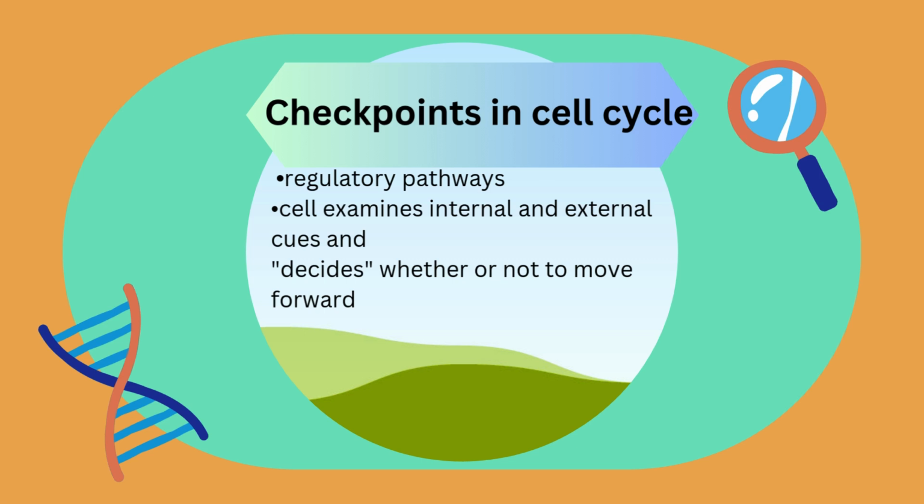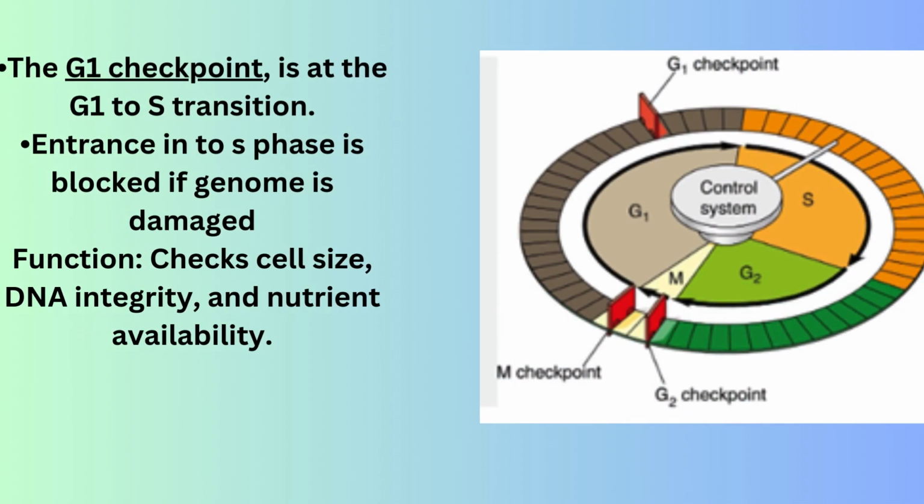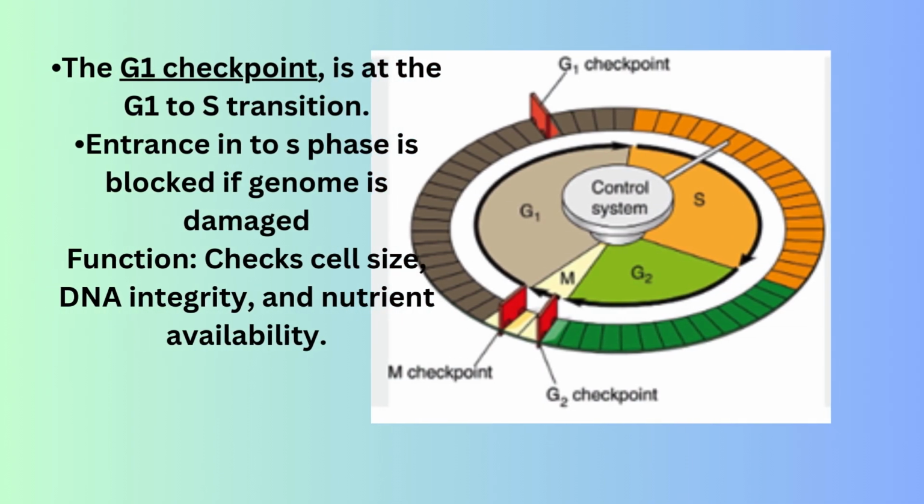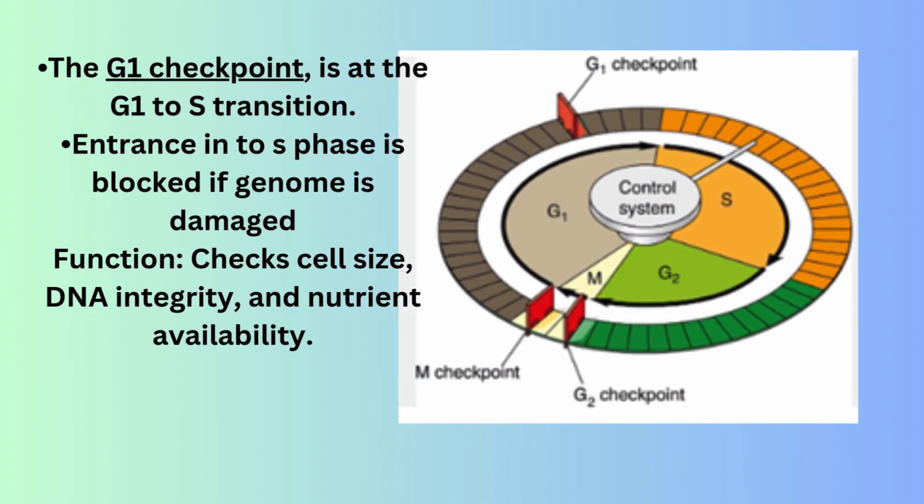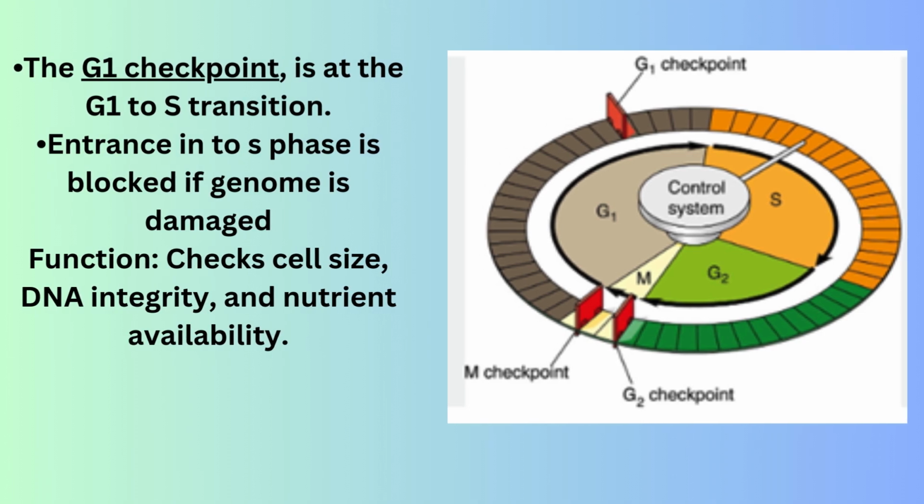Also, checkpoints have function in DNA repair, cell growth, and ensure that damaged or incomplete cells do not divide. These are all the functions of checkpoints. So what is the first checkpoint? The first checkpoint is known as G1 checkpoint, which is present between G1 and S phase. The G1 checkpoint is at the G1 to S transition.